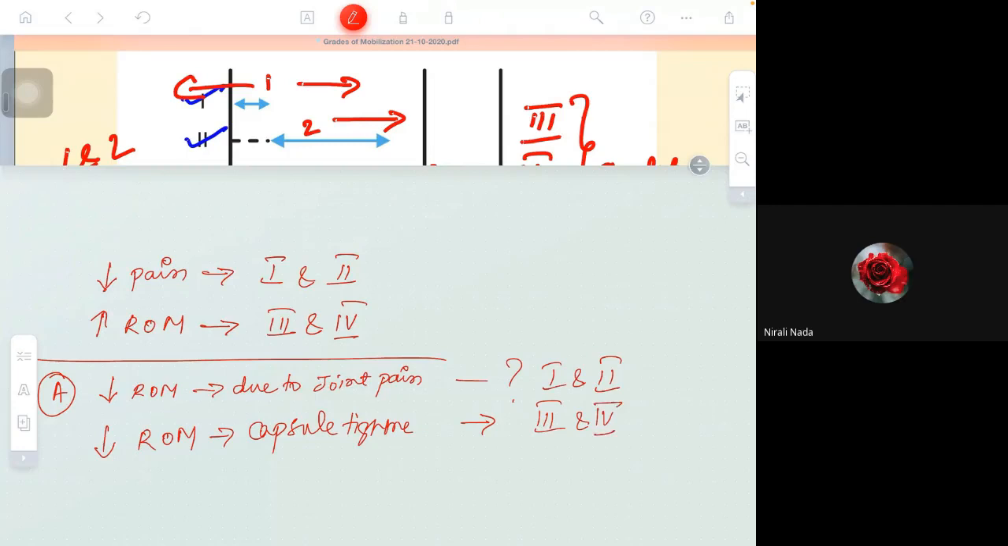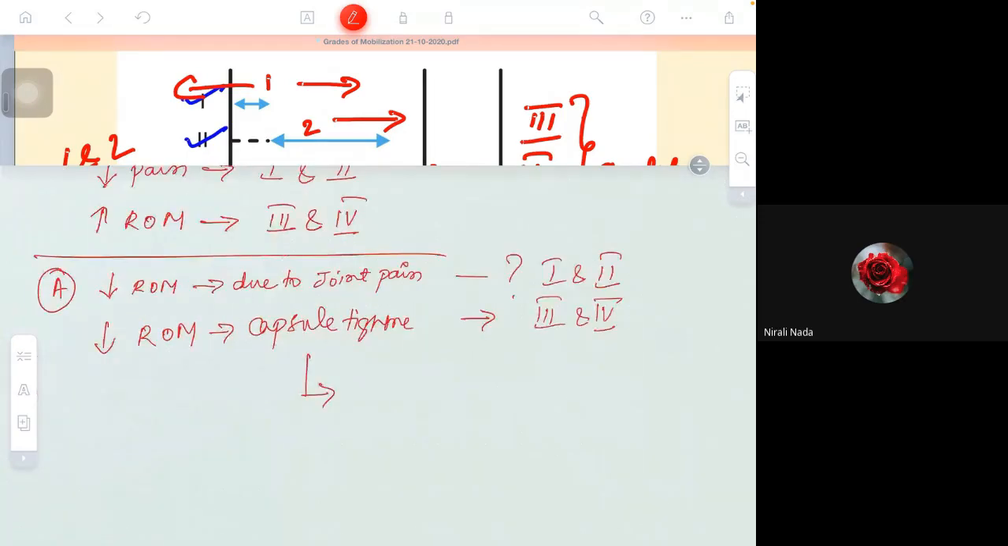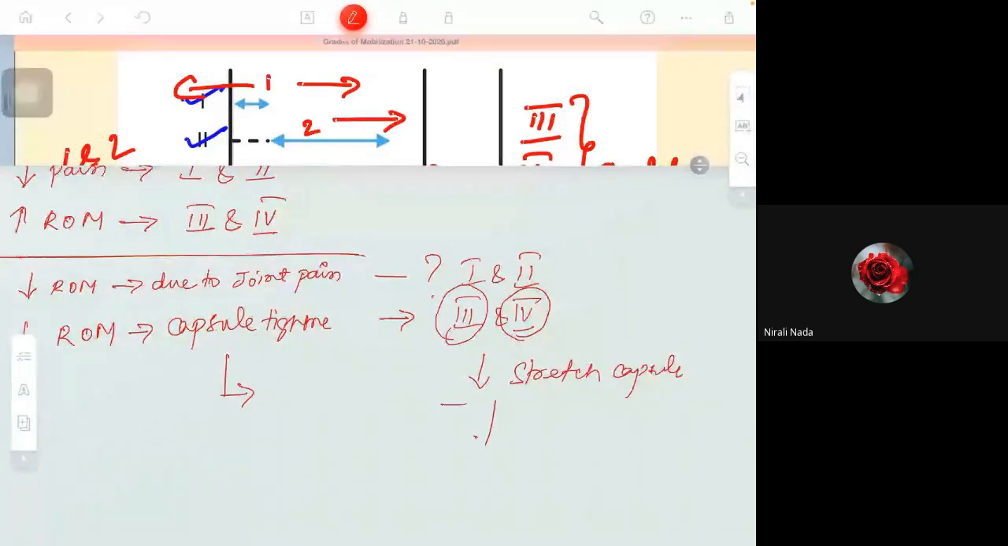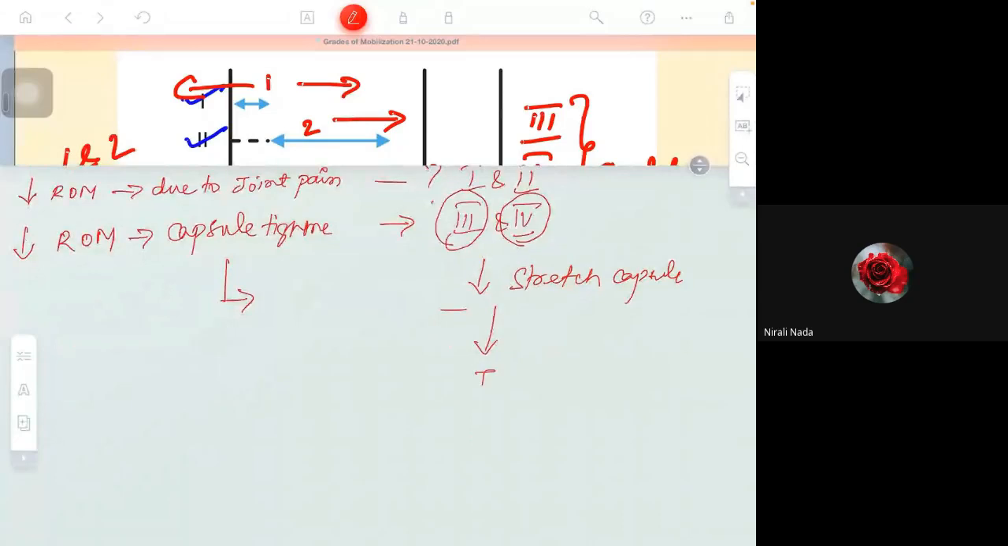So, what is the mechanism? How is the range increased? Because grade 3 and grade 4 mobilization stretch the capsule, and if the capsule is stretched, then available joint play will increase. If available joint play increases, range of motion will increase. So this is simple.